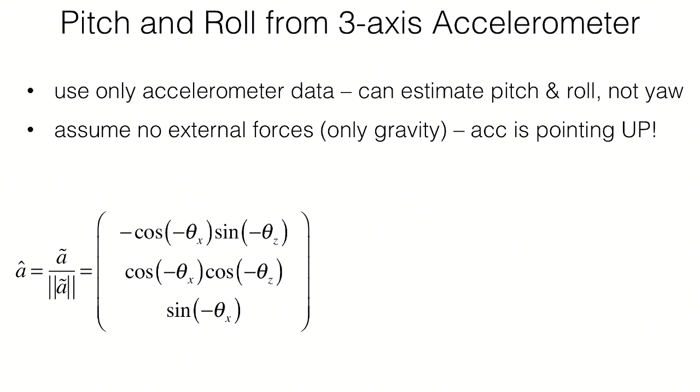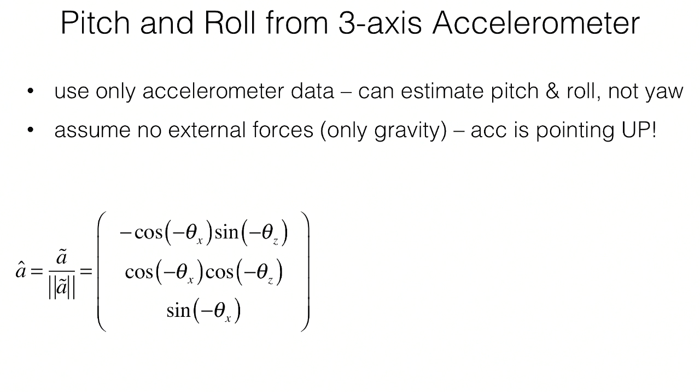And basically what we'll see is that the angles theta x, theta z are related to the normalized accelerometer measurements here. There's no dependence on theta y. It just fell out of the equations. And theta y, again, is the heading. So there's no way we can estimate the yaw or the heading from these measurements.